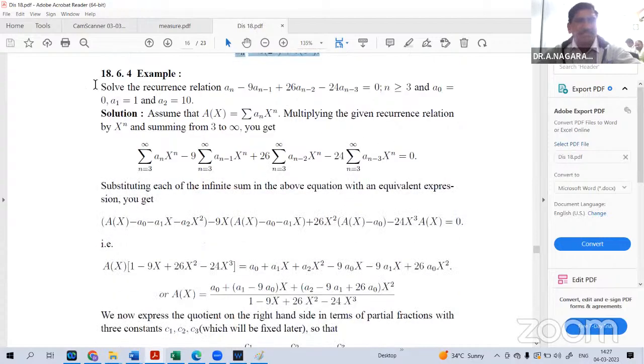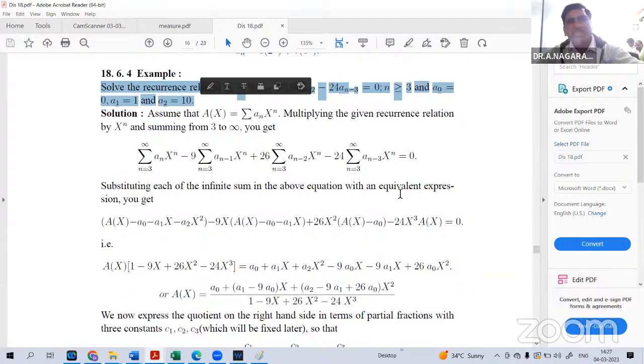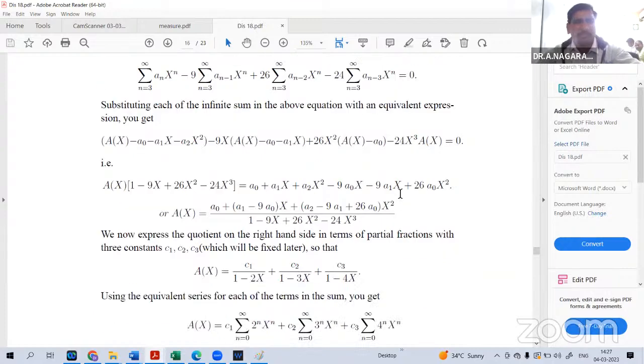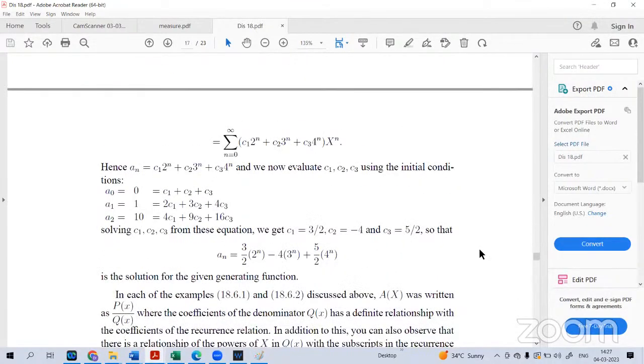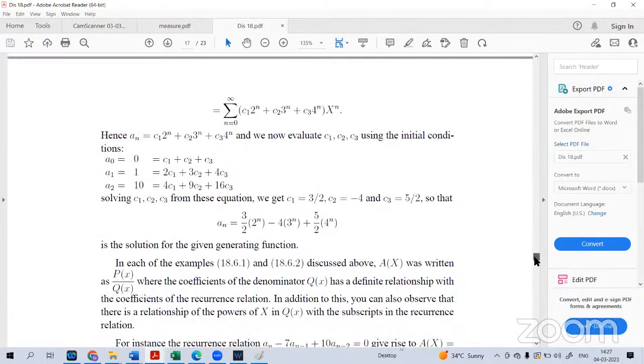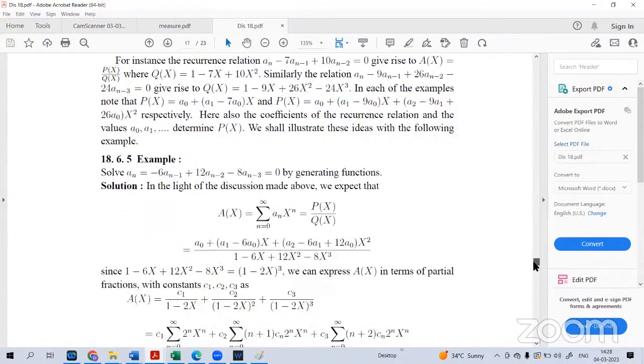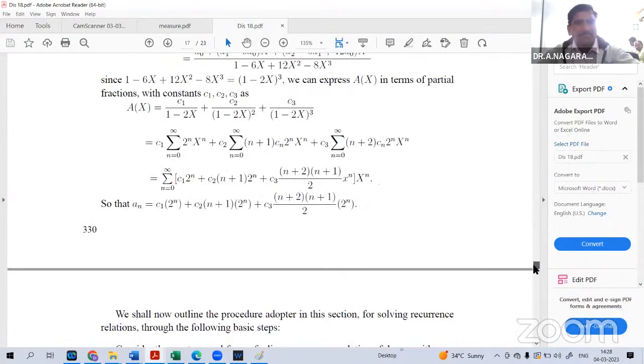Similarly, we can solve this. Problems 18.6.3 and 18.6.4 are the important ones. We should solve all of these with the same procedure. Okay. 18.6.5 is also the same, using generating functions.